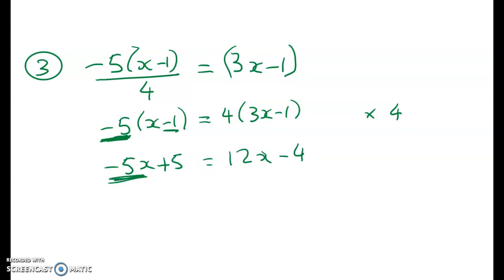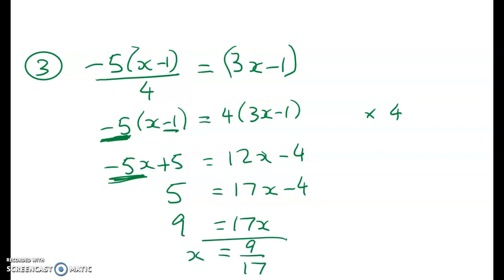Which gives me, I'm going to add 5x to both sides. 5 is equal to 17x minus 4. 9 is equal to 17x. x is equal to 9 over 17.